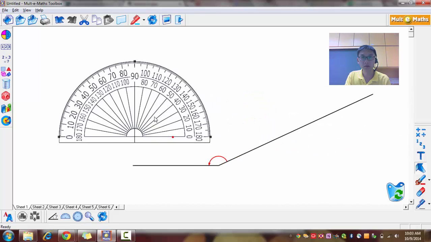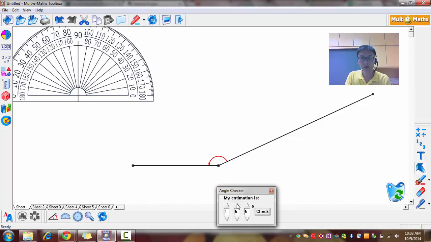So, let's check. 155 degrees. Yep, 155 is correct. So that's how you actually measure angles.